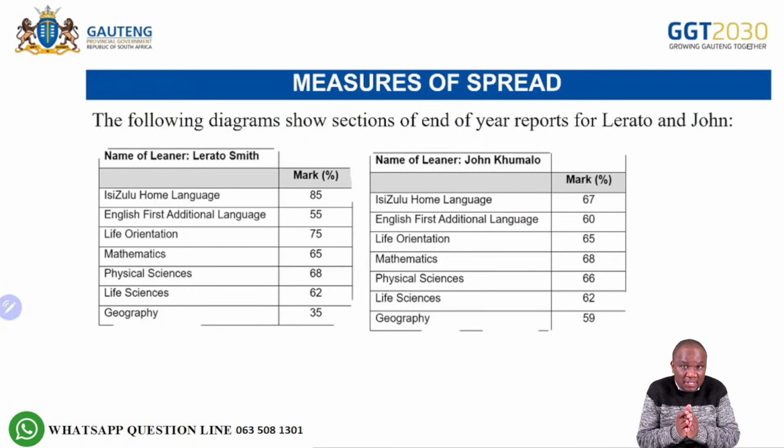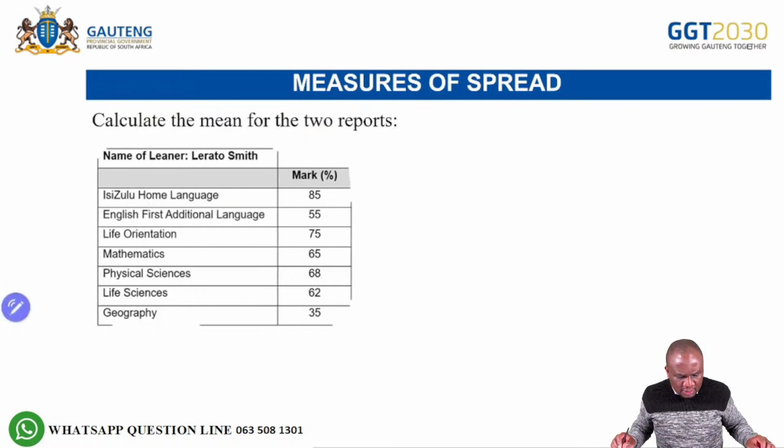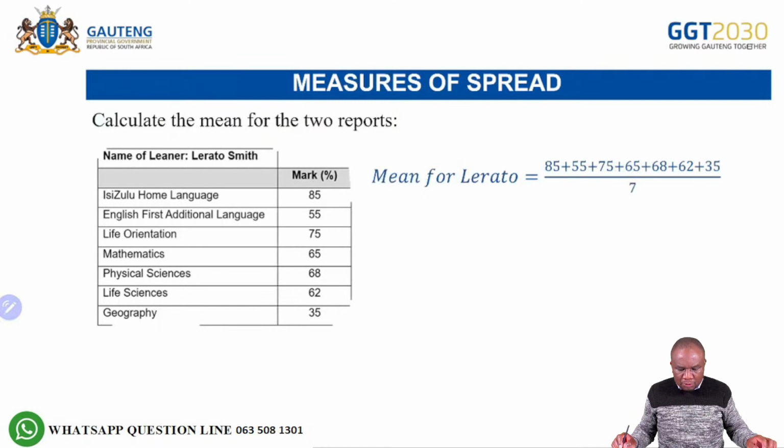We can use the mean and the median to see who performed better here between Lerato and John. But is that going to be enough? Let's find out. Right, let's start with Lerato's. Calculate the mean for the two reports.